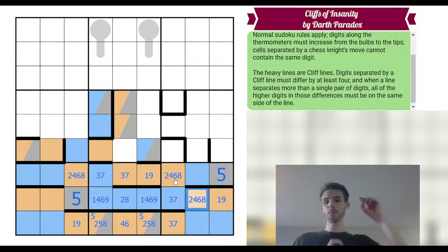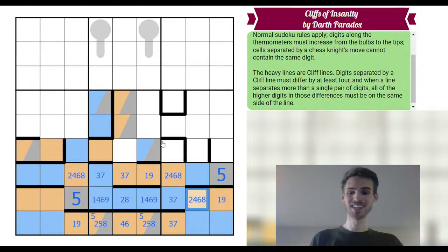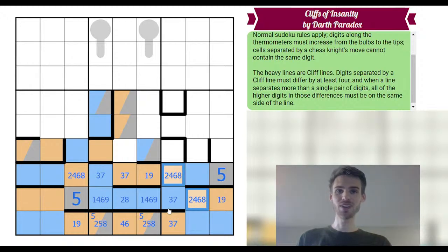Oh! Bang! Look at this. One of these two is definitely a 2, 8, right? So how could this be the orange 2, 8? That would see both of these by knight's move. So there's no way that this can be a 2, 8. So that's a 5.